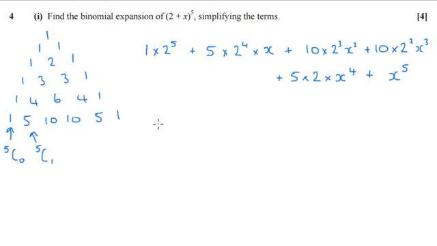I always write it longhand first and then simplify the terms later, because you'll get method marks for this. So 2 to the power of 5 is 32. 2 to the power of 4 is 16, so 16 times 5 is 80, so we've got 80x. We've then got 10 times 2 cubed, 2 cubed is 8, so that's 80 as well, 80x squared. We've then got 10 times 2 squared, which is 4, so 40x cubed. We've got 10x to the power of 4, and we've got x to the power of 5.